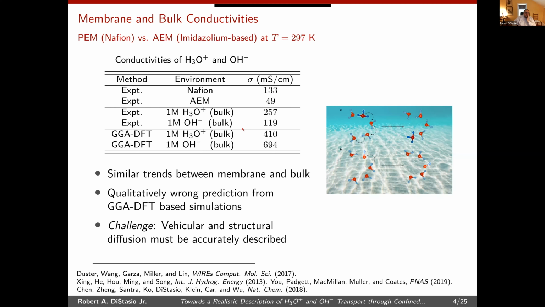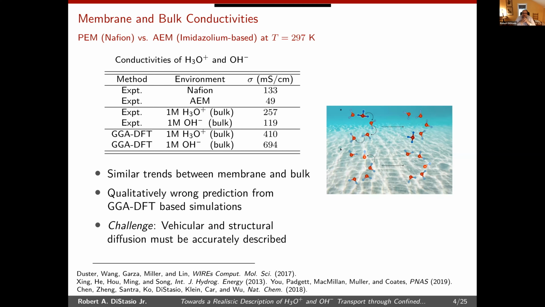However, when you go down and look at it with theory, now I'm looking at the second rung of density functional theory, a GGA like PBE, you get an inverse trend, where the hydroxide is actually diffusing faster than the hydronium. And this is a qualitatively and, of course, quantitatively wrong prediction. The problem here is that both the vehicular diffusion, just the ion moving through space, and the structural diffusion, where it's jumping through the Grotthuss mechanism, must be accurately described, and that's not a trivial effort.